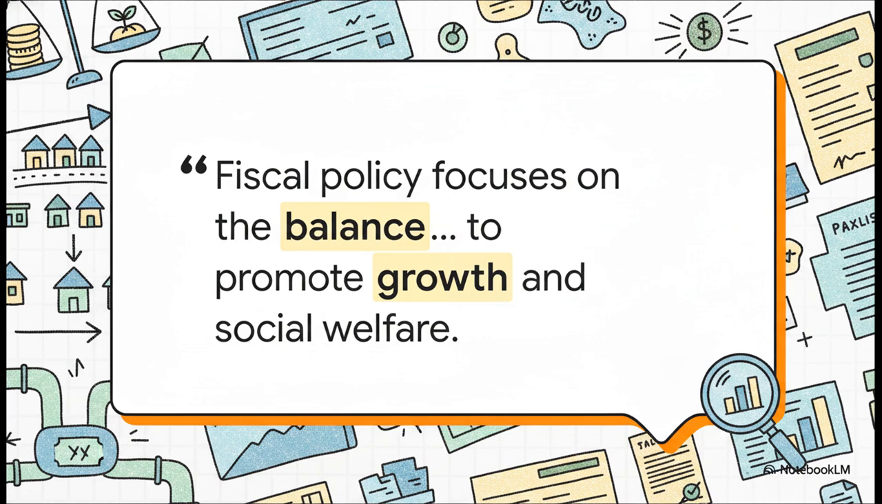As we wrap up this explainer, I want to leave you with something to think about. Armed with this new understanding of tax pipelines, progressive rates, and public expenditure stabilizers, how will you view your own role in this grand financial blueprint the next time you look at your paycheck or drive on a public road?